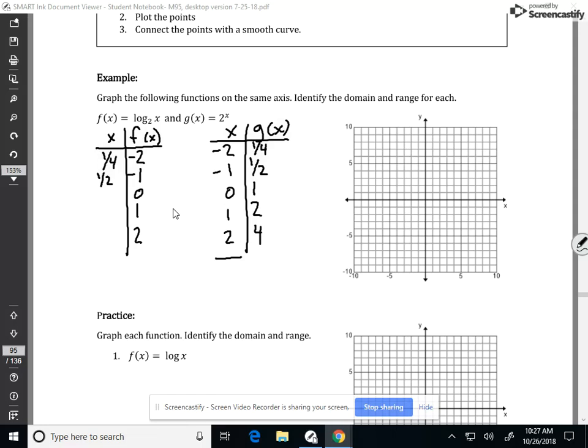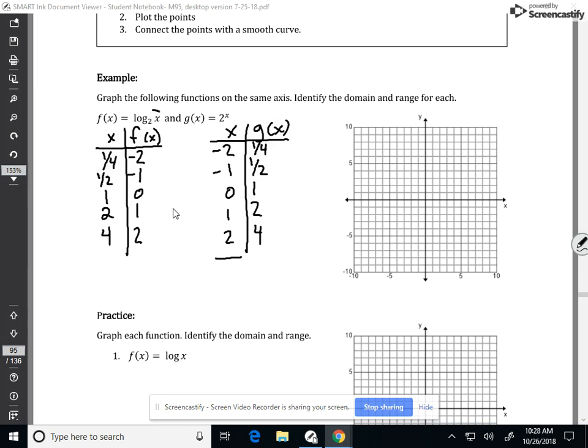And log base 2 of something equals 0, well, 2 to the 0 power equals 1. And log base 2 of something has to equal 1. Well, the only way I can get 2 to the first power is 2. So log base 2 of 2 is going to give me 1. And then 2 to the second is going to give me 4, meaning log base 2 of 4 is 2.